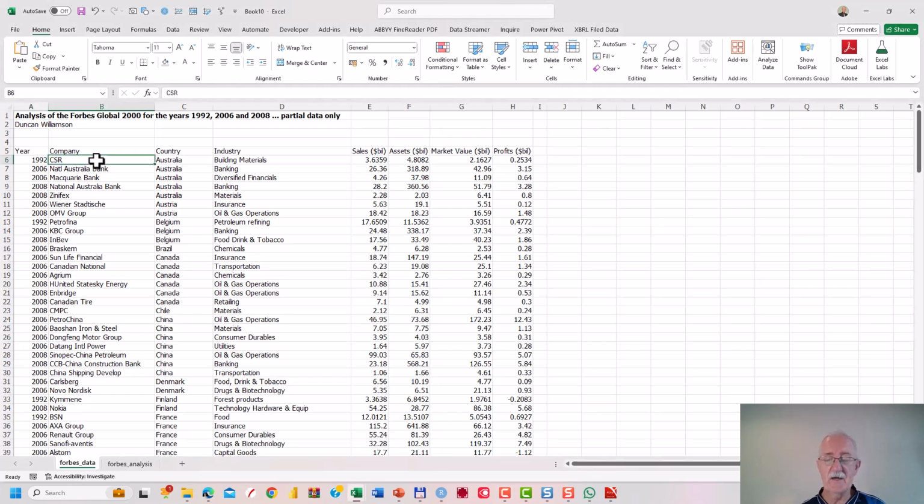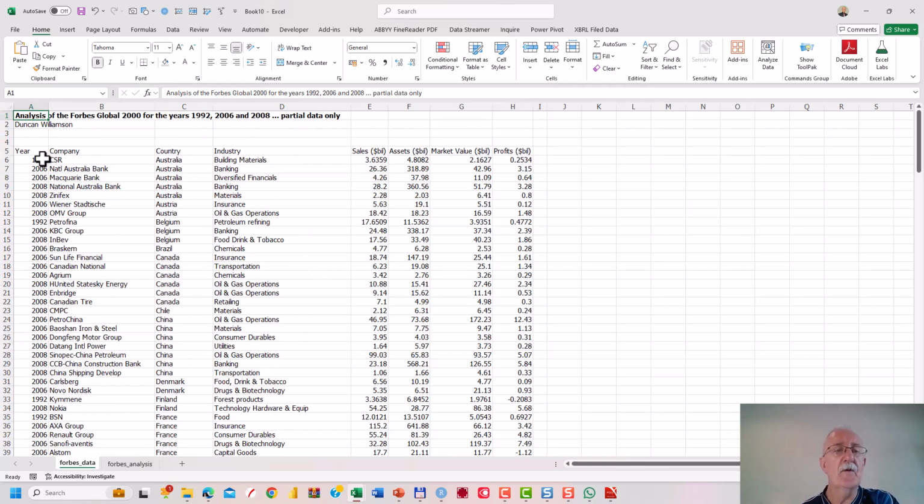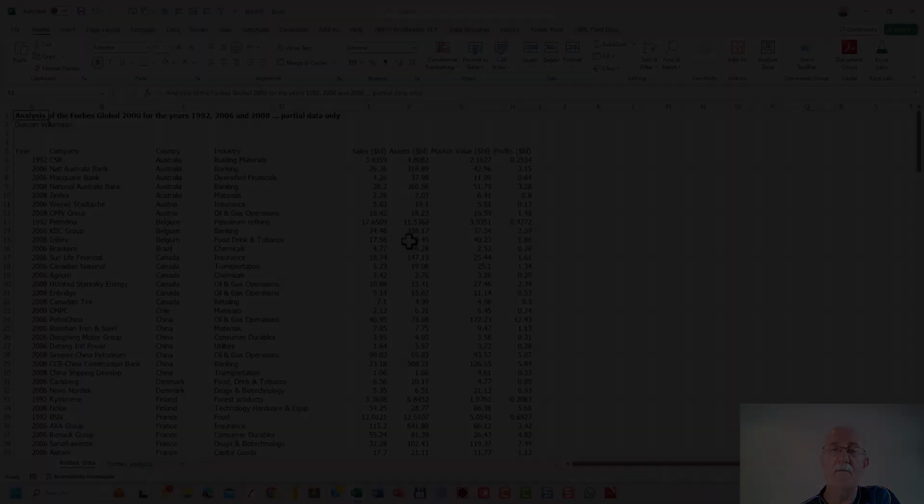It's only partial data. Global 2000 means 2,000 entries each year. In total, I'm only exploring about 200. So I've got a few data points from 1992, a few from 2006, and a few from 2008. The data we have is by company name, by country, by industry, and then sales value, asset value, market value, and profits value.